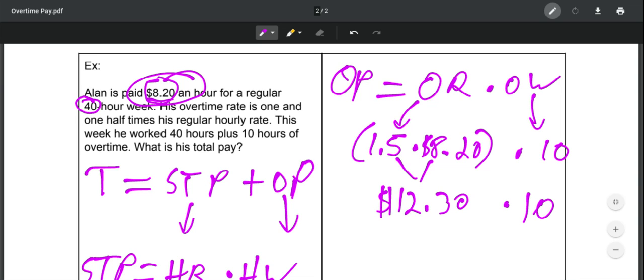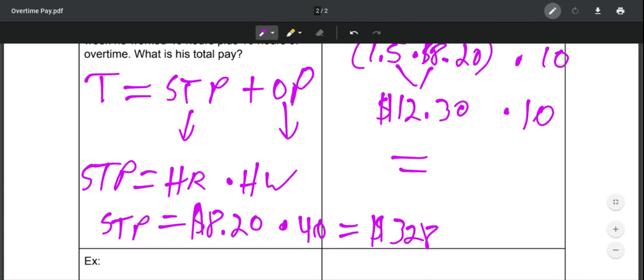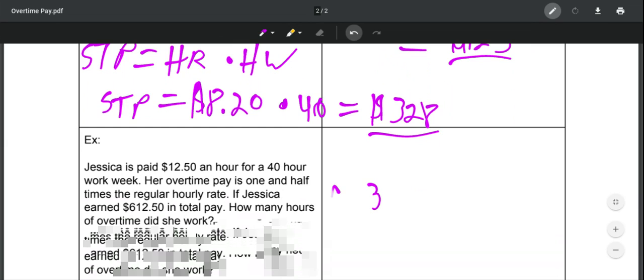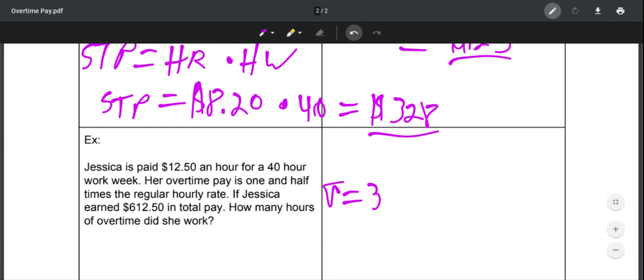And we're going to take that and multiply it by 10. So that'll give us 12.30 times 10, so it should be 123. This is our overtime pay, and the 328 is our straight time pay. So we just take those two and add them together. Our total is going to equal 328 plus 123.